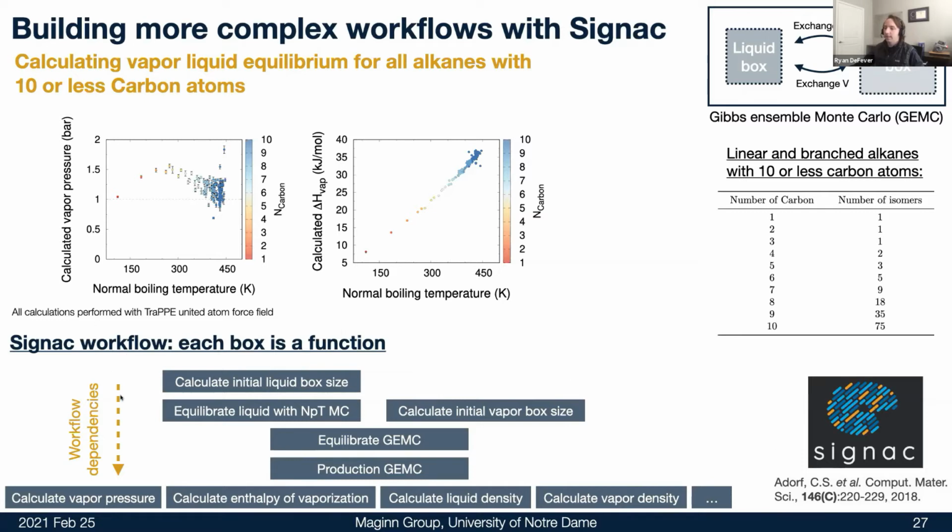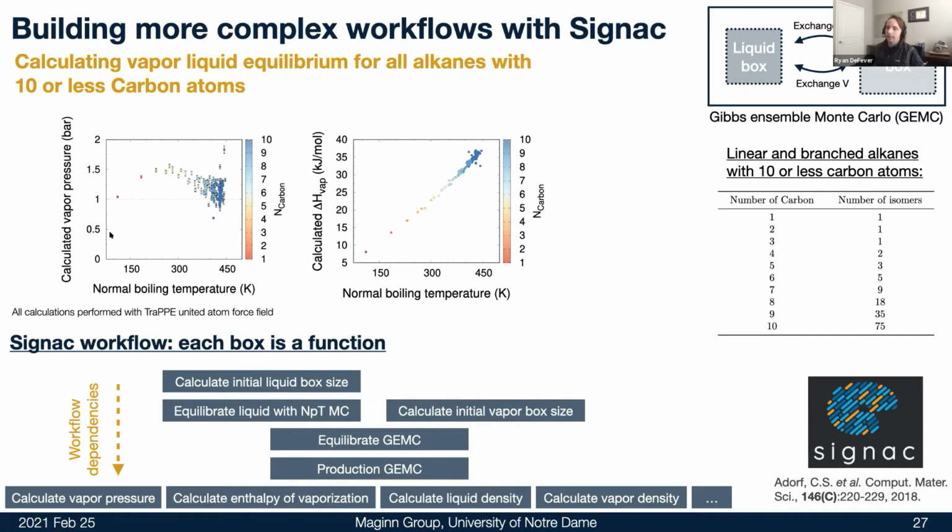And what we can define is this Signac workflow, where in this workflow, each box is a function. So we can start from basically nothing, just calculating our initial box sizes, equilibrate a liquid with NPT Monte Carlo, equilibrate our Gibbs systems, and then we can calculate properties down here. And all of this can be defined ahead of time, and all of this can be run without any human intervention whatsoever.